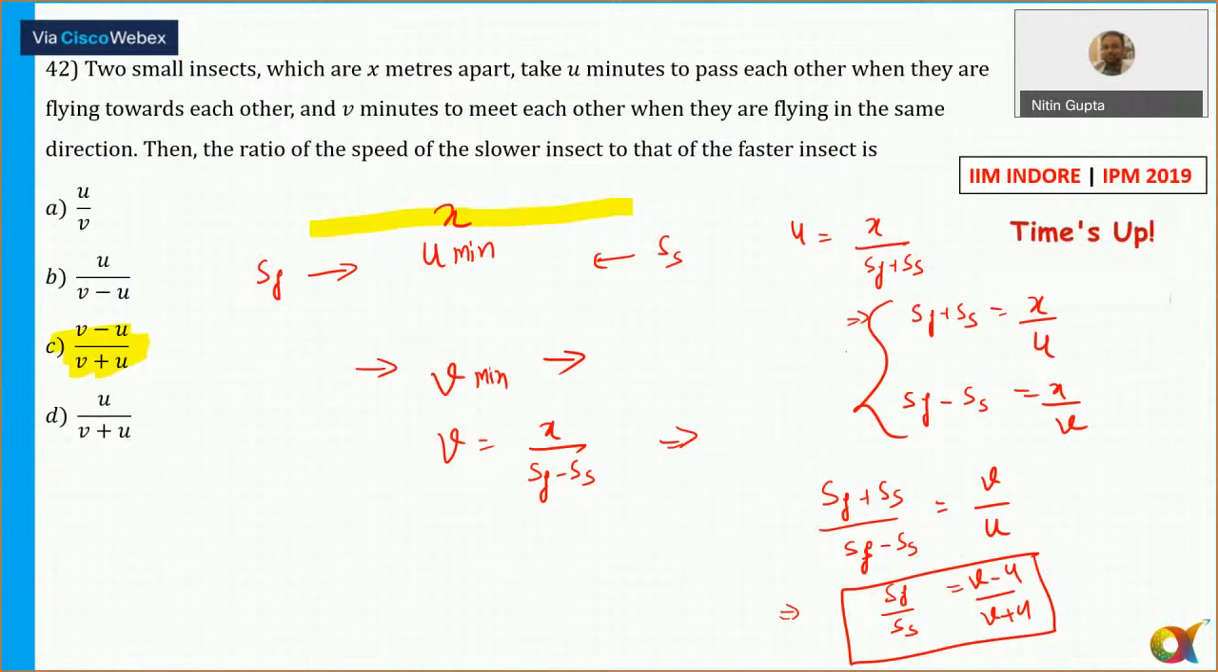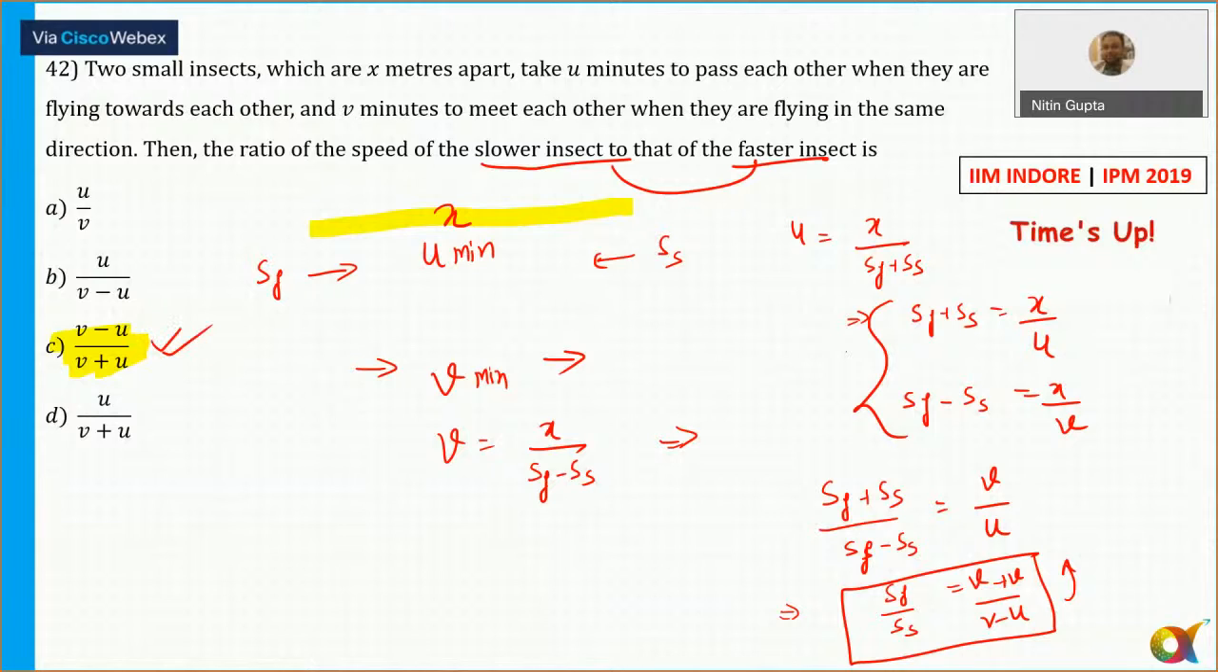Sorry, I've written it wrong. Speed of faster by slower will be v plus u over v minus u. But the question is asking speed of slower to faster. So slower to faster will be the reverse of this. If I take the reverse of this, it comes out to be option number C.